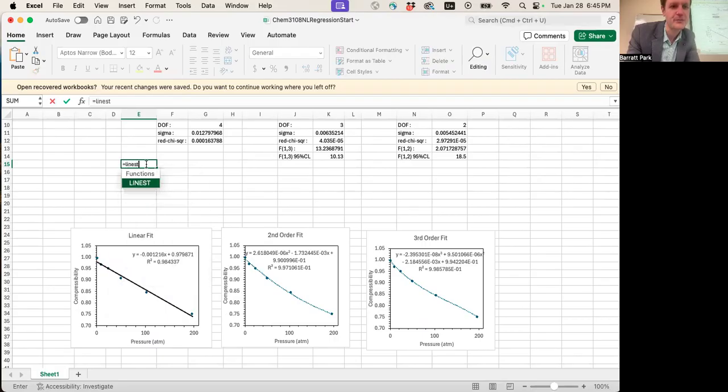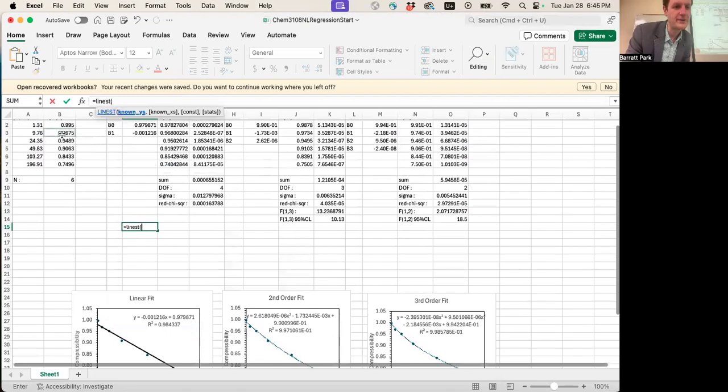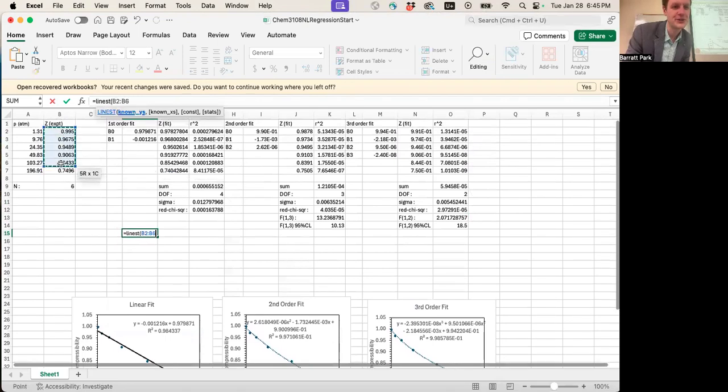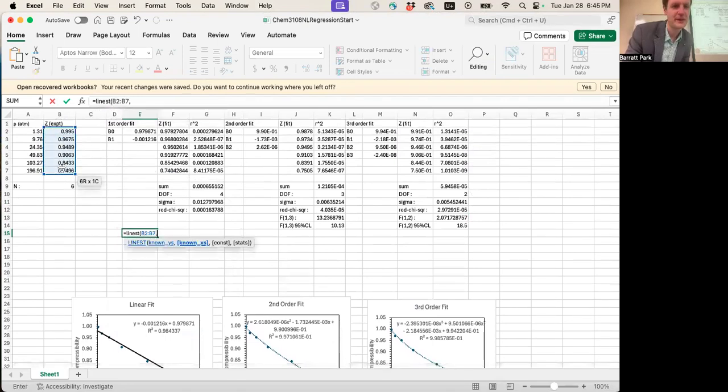So for the sake of completeness, we can just do all three. First, it wants the known Y values. That's the measured compressibility factors. Next, it wants the known X values. That's the pressures. Then we want to calculate B normally.